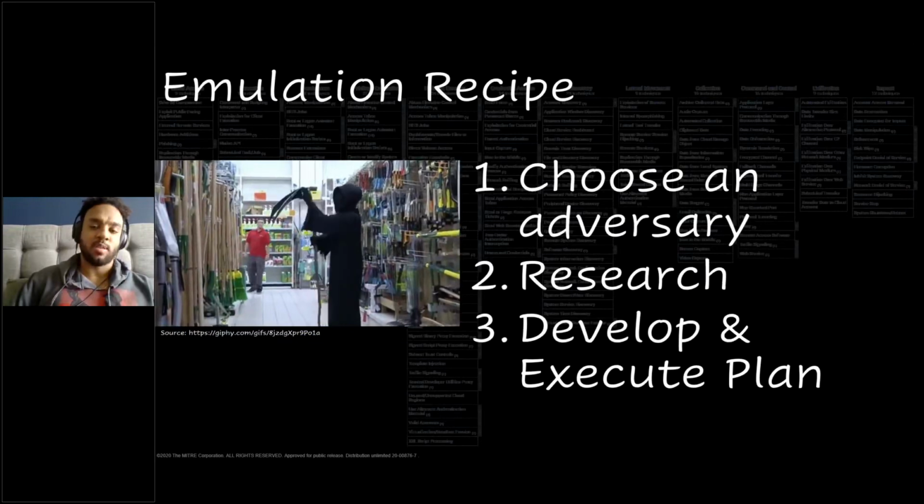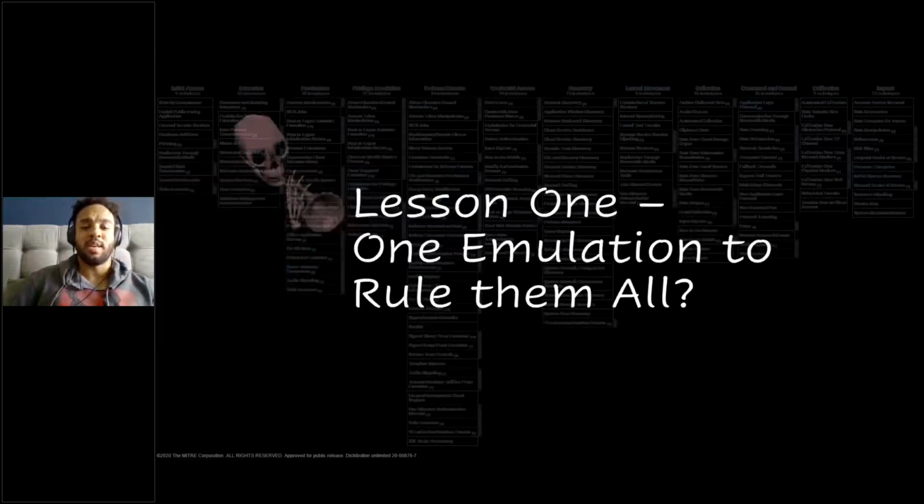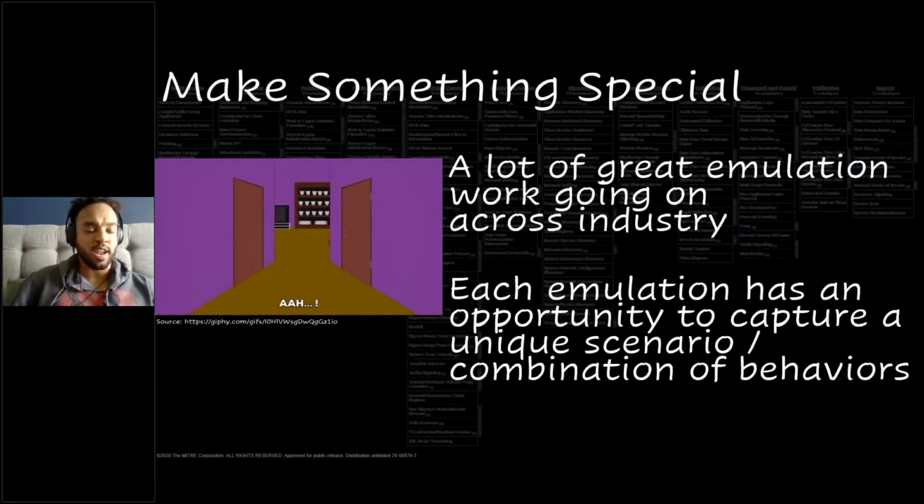So the first big lesson learned was based on choosing an adversary, and particularly, there is no one big emulation to rule them all. If you missed the Lord of the Rings reference there, basically what I'm saying is adversary emulation is not a one and done deal. It's not something where you're going to make this perfect emulation plan that satisfies all the requirements. What we've realized, especially after putting the APT3 emulation plan out, was that every emulation is special. It's an opportunity to capture some unique scenario.